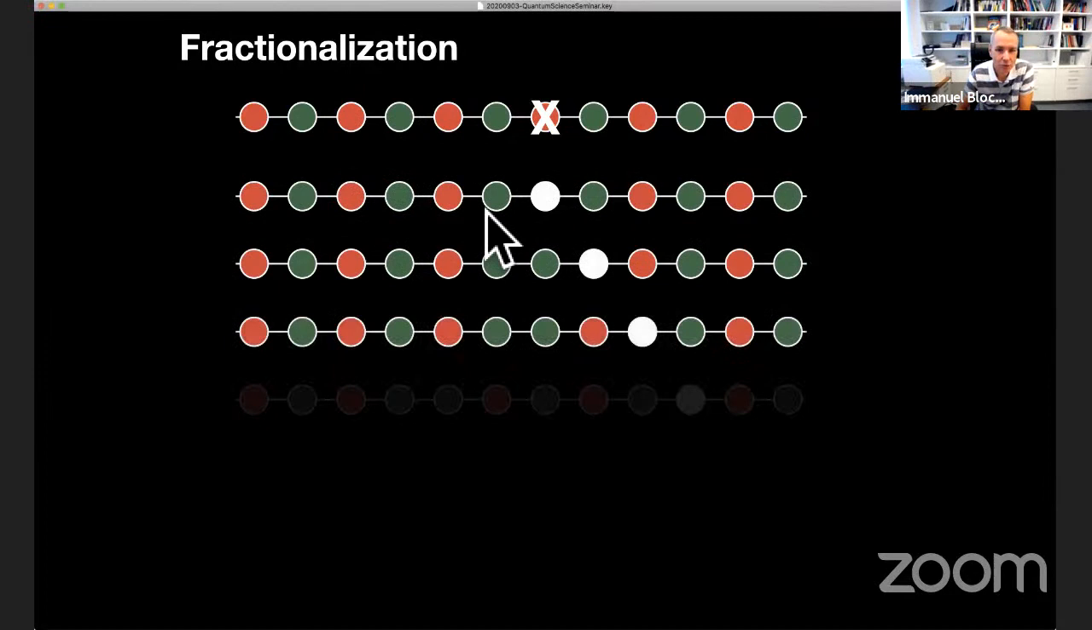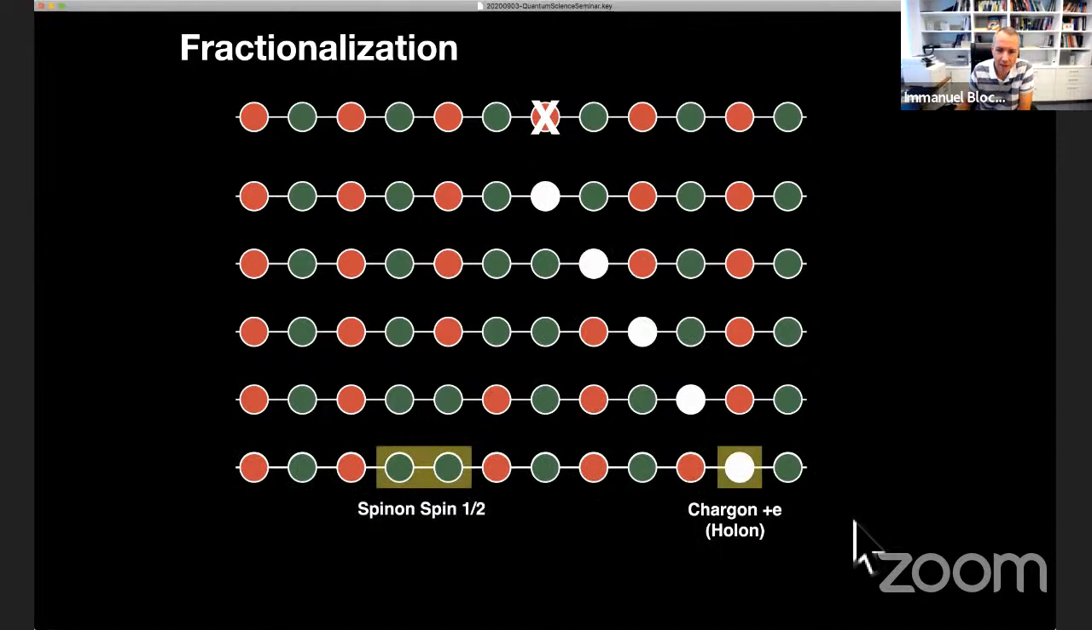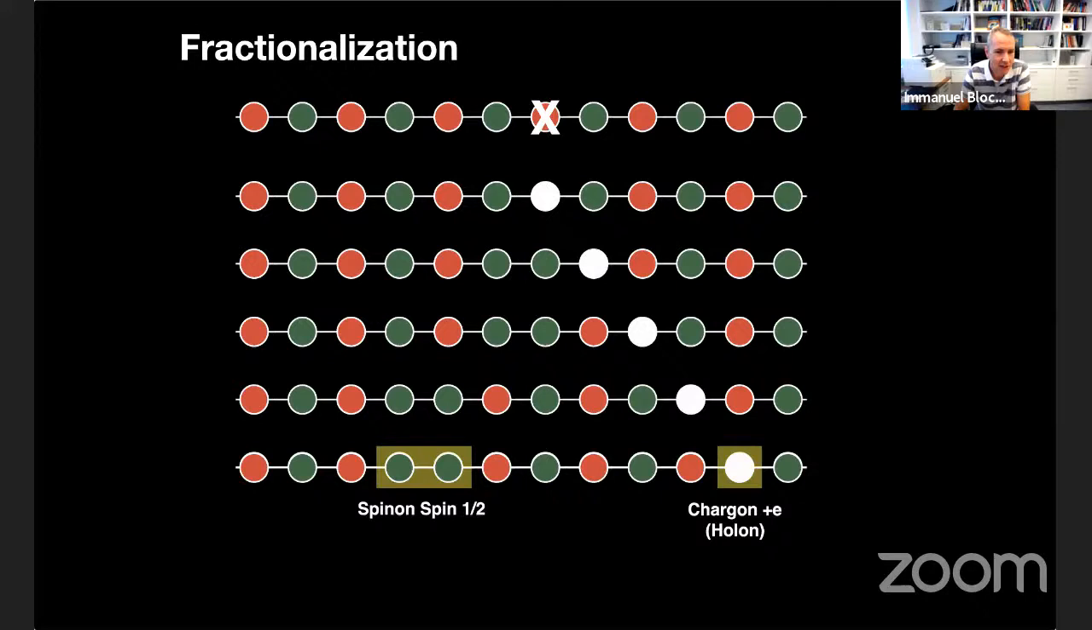And in this cartoon picture, you already see what dynamically happens as time evolves. Basically, you're going to get two excitations now. One is this hole moving, for example, to the right. This is what we call a holon. It has the charge of a missing particle, a missing electron, and relative to the background, this has a charge plus e. And over here, these two neighboring spins form another type of quasi-particle purely in the magnetic sector of the system, which has a spin quantum number of 1/2, and that's the so-called spinon.